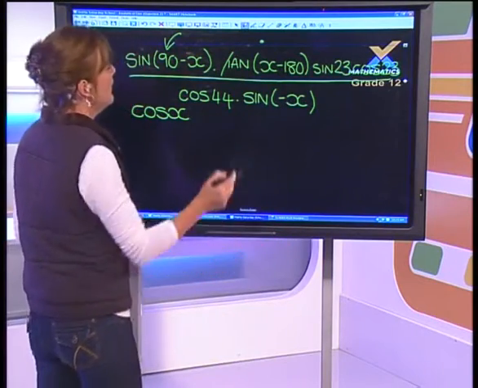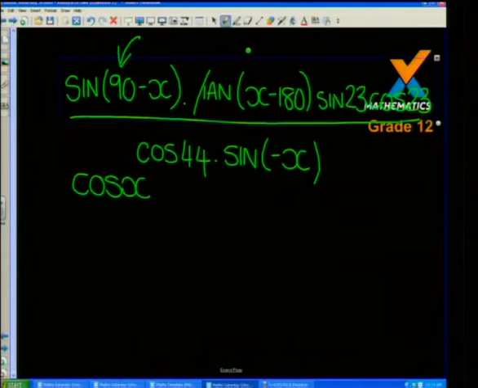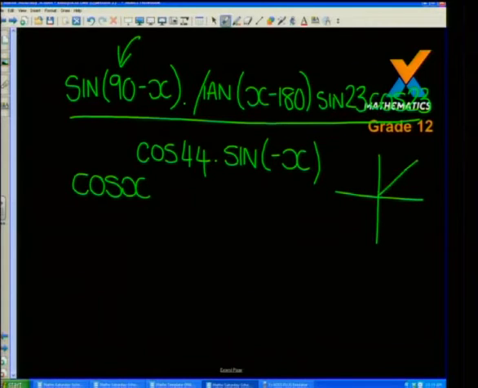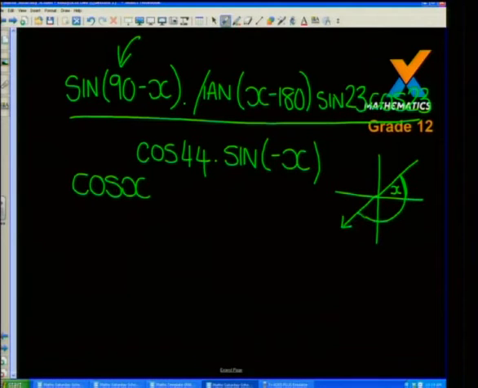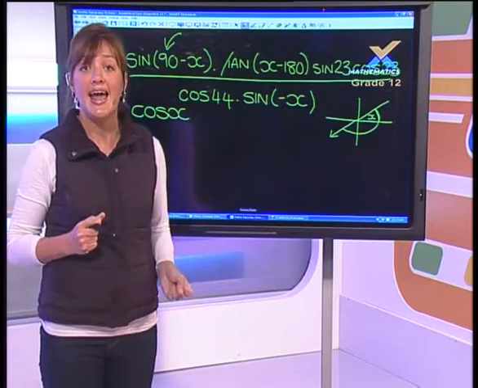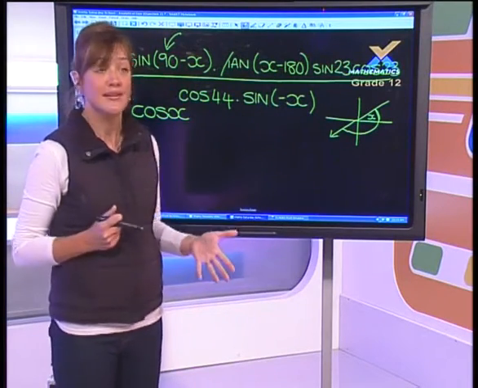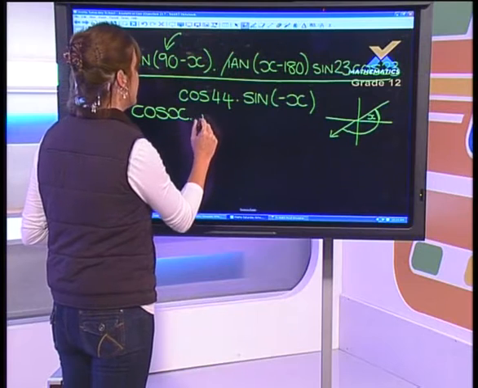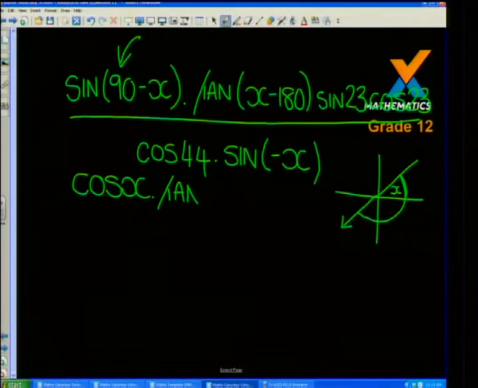Right, I've got tan of x minus 180. Now, if we have our angle of x, and we minus 180 from it, that is going to get us into quadrant 3. And tan in quadrant 3 is positive. So we're going to reduce this to just be positive tan x.